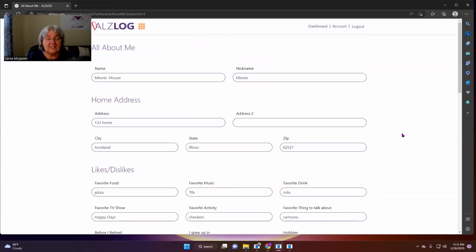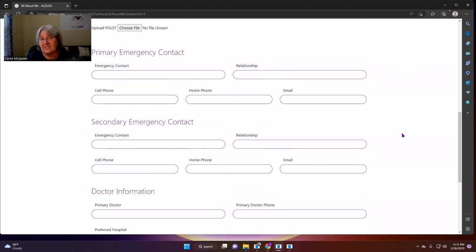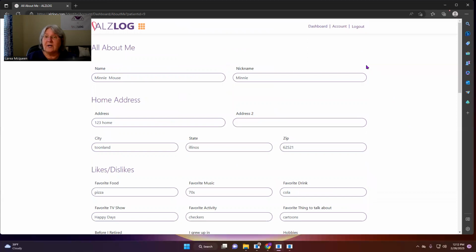So then we're going to submit this. This would all be filled in, but we have our All About Me page started for our person.